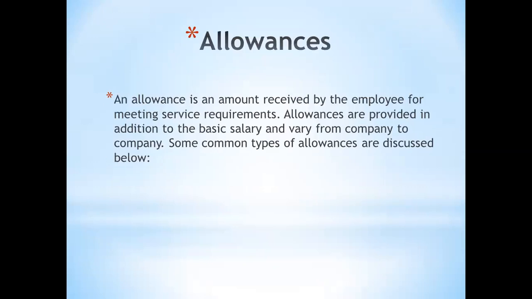What is allowance? An allowance is an amount received by the employee for meeting service requirements. Allowances are provided in addition to the basic salary and vary from company to company. Some common types of allowances in the problem statement are traveling allowance and HRA.